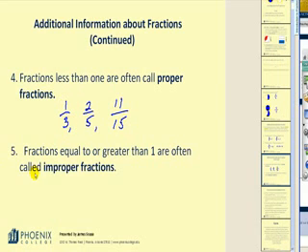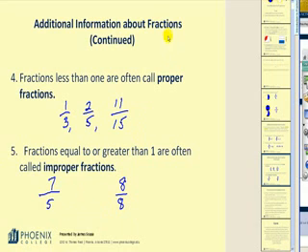Number 5, fractions equal to or greater than 1 are often called improper fractions. So if my denominator is 5 and I have a numerator of, let's say, 7, that would be considered an improper fraction, which would be greater than 1. We should also note that if the numerator and denominator are equal, if I have 8/8, that is also considered an improper fraction.